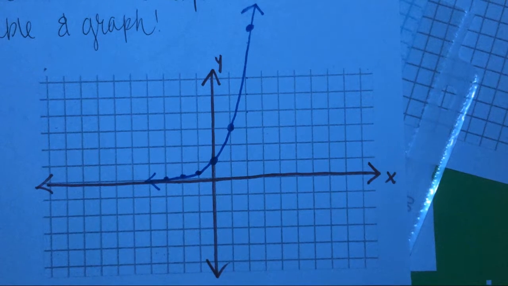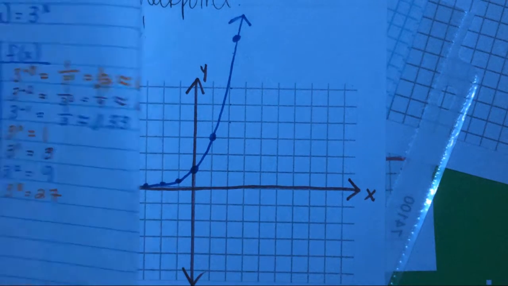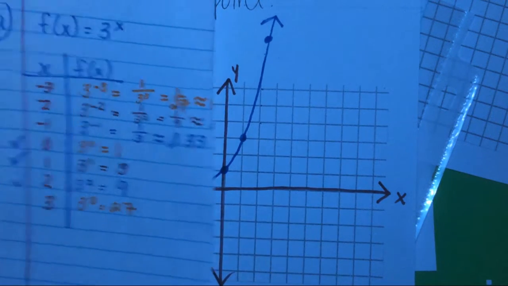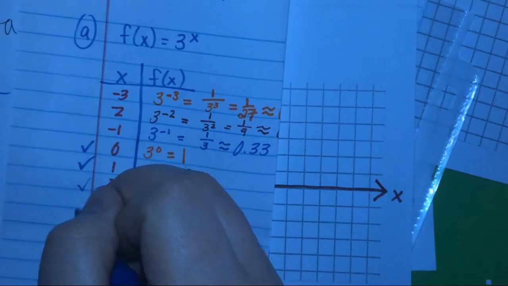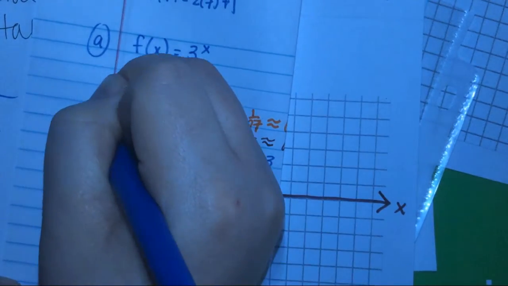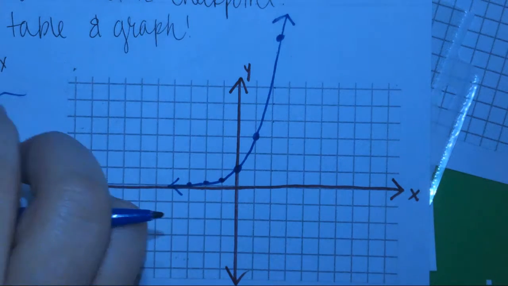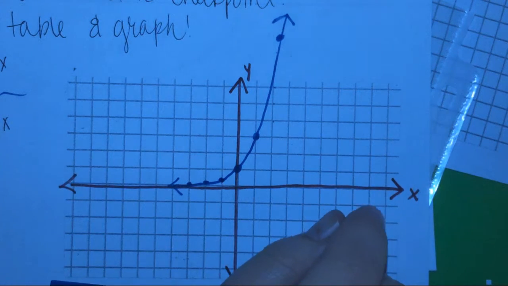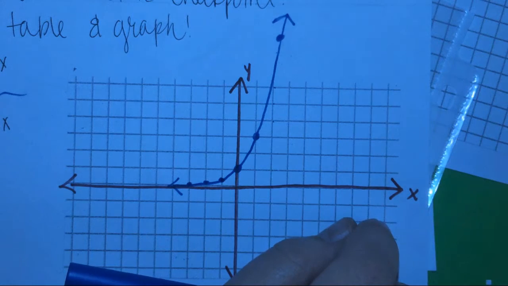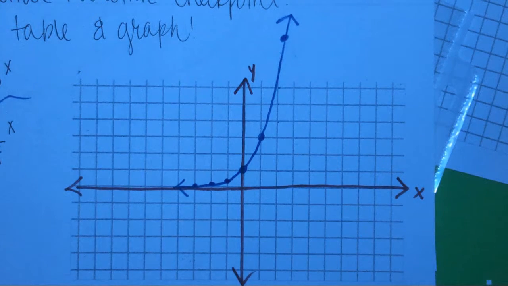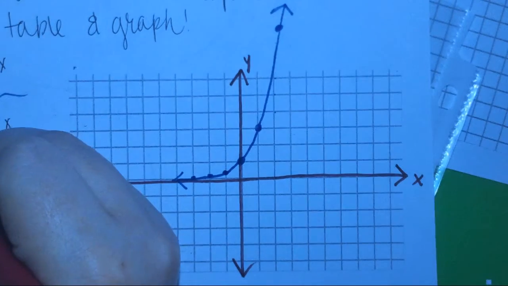Again, I plotted the points from my table, so let's see. I did (0, 1), (1, 3), (2, 9). We talked about (3, 27) wouldn't fit, so I couldn't do that one. I did those 0.3, 0.1, 0.03. Are there any questions about how I got the points? Okay. Let's move on. So the second one I'm going to do in red.